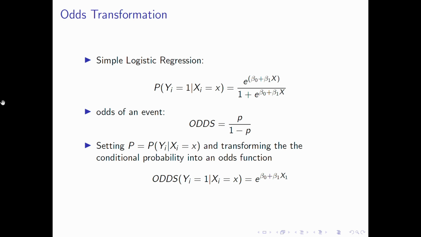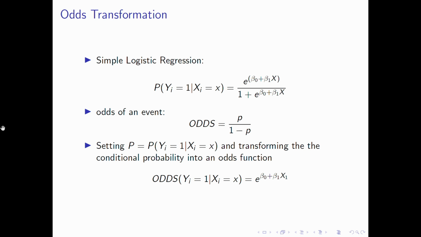Now, in order to make this a little easier to digest, we'll bring up the discussion of the odds of the event, which are defined as the probability of the event happening divided by 1 minus that probability. When you set p in that odds equation to the conditional probability as defined above, you transform the conditional probability into the odds function, and it becomes much easier to deal with in that it's simply the exponential term to the simple logistics equation in that exponent.